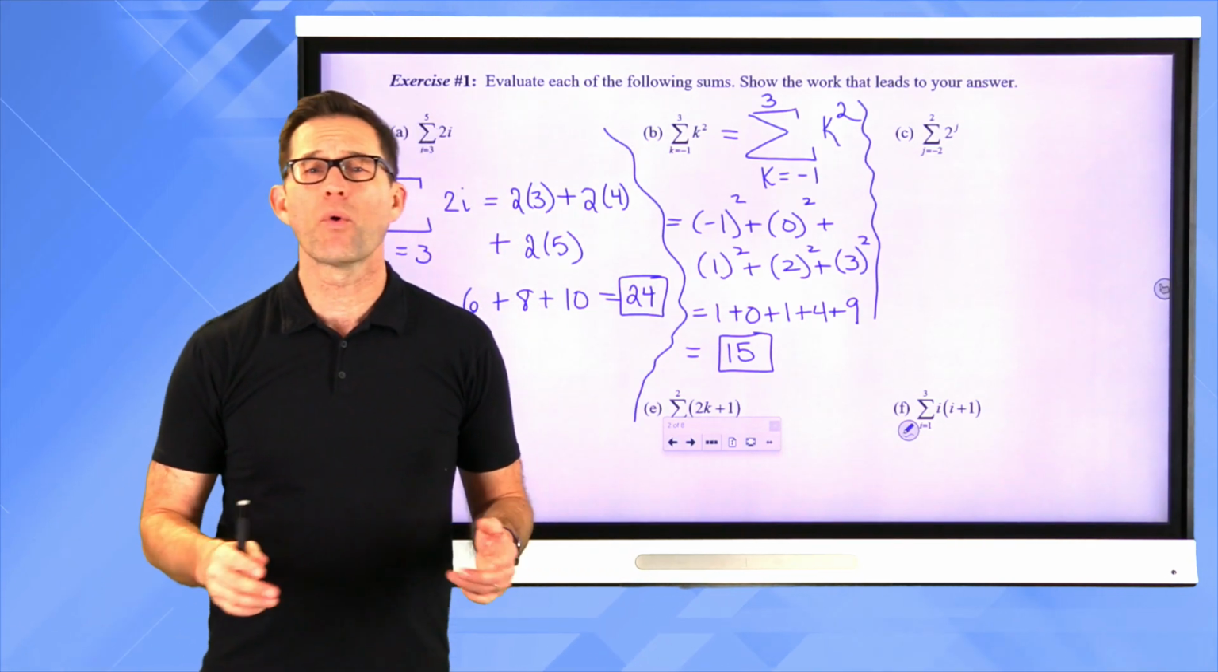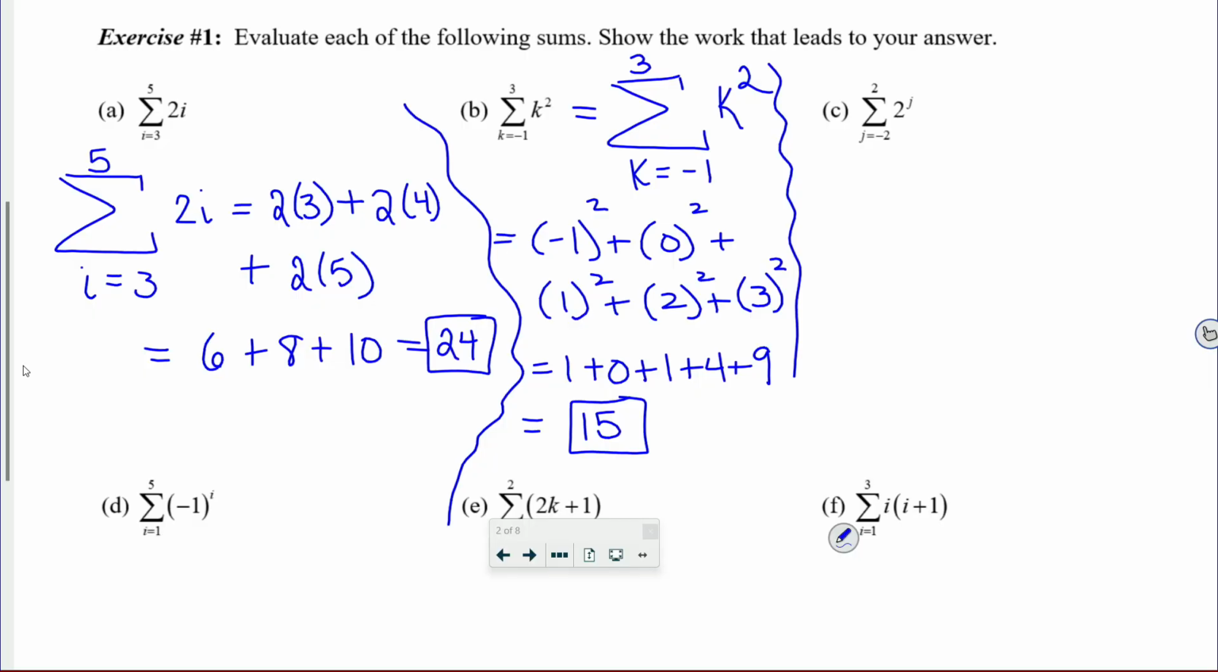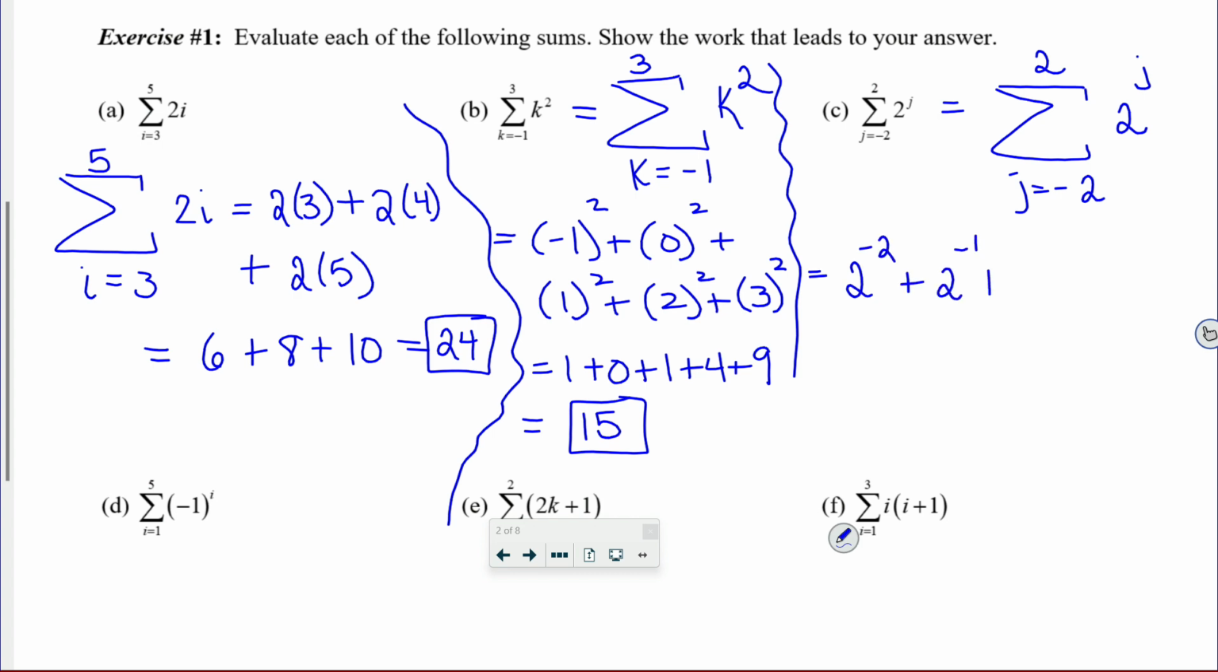Awesome. Let's do one more of them together and then have you do a little bit of them on your own. Let's take a look at letter C. Again, let me write this up a little bit bigger. Here our index variable is j. We're going to start with j at -2, and it's going to go up to 2, and we're going to sum everything that's 2 raised to the j power. So we'll have 2 to the -2 power, then 2 to the -1 power, 2 to the 0 power, 2 to the first power, and 2 to the second power, and then we stop.